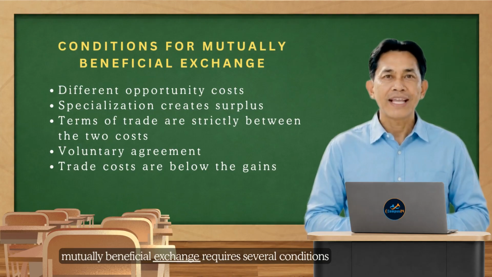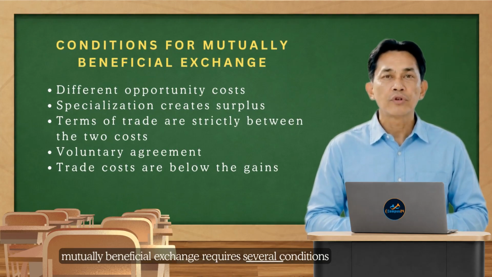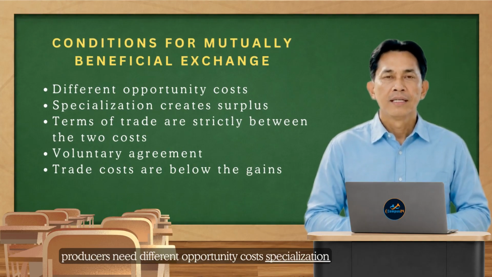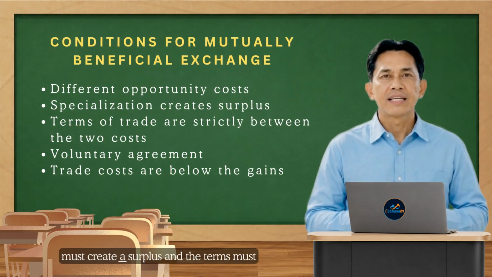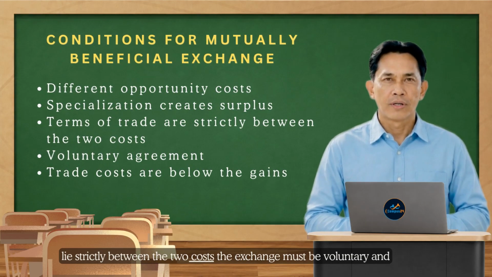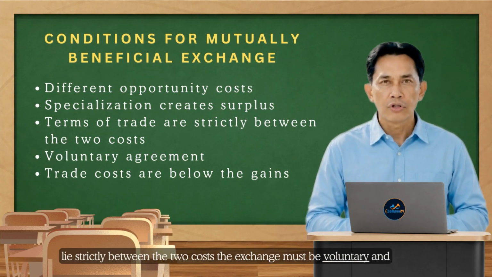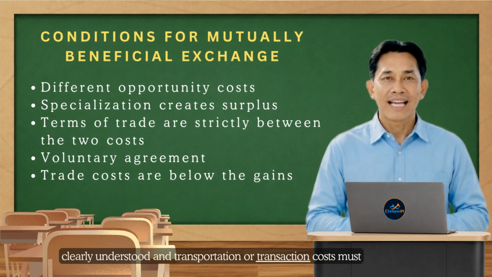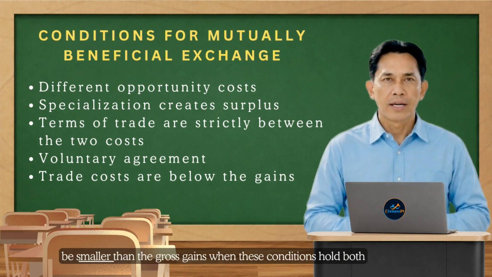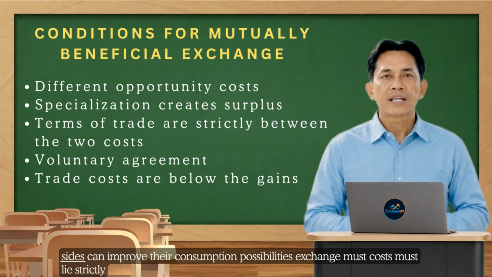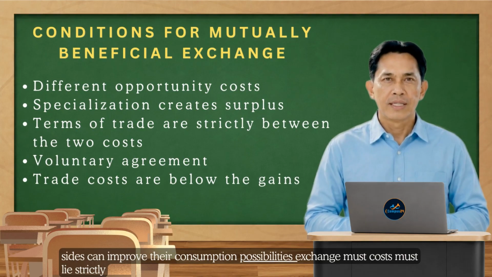Mutually beneficial exchange requires several conditions. Producers need different opportunity costs. Specialization must create a surplus, and the terms must lie strictly between the two costs. The exchange must be voluntary and clearly understood, and transportation or transaction costs must be smaller than the gross gains. When these conditions hold, both sides can improve their consumption possibilities.